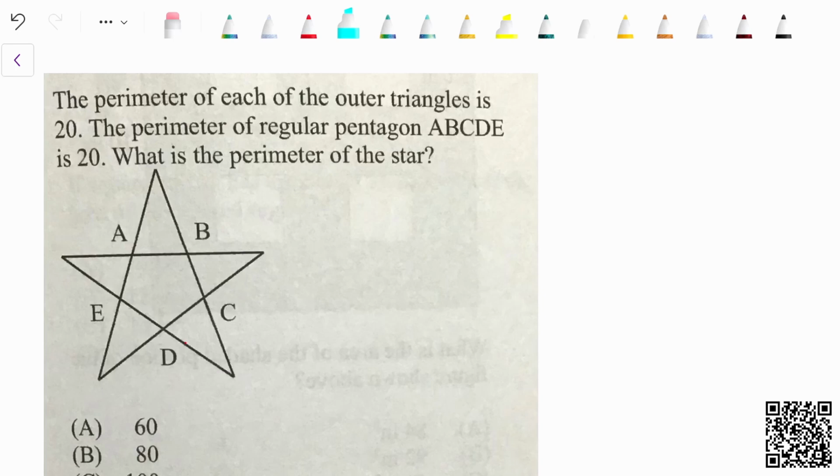So today we're going to be looking at some perimeter, but this time they're not going to be like squares, triangles, or rectangles. They're going to be something more complicated, like, let's say, this.